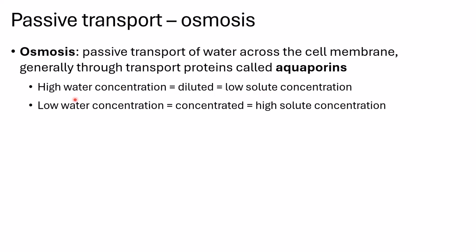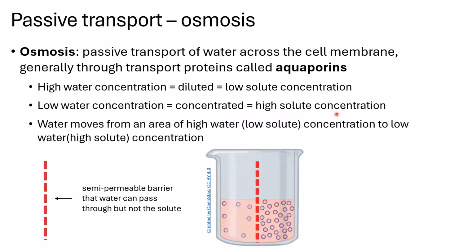On the other hand, a low water concentration means that there is not a lot of water and that a solution is concentrated. This means that there is a high solute concentration. This diagram is a good example. Here we have a beaker filled with water, represented by pink, and some solutes represented by purple.